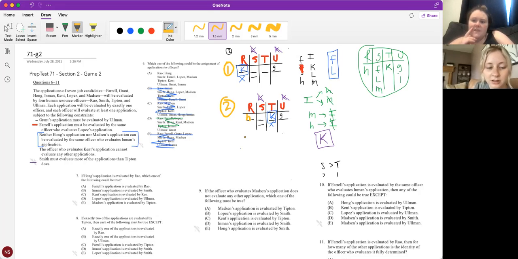So if H is in R, what else do we know? We know that T would be K, and U is G. That's really about it. And what do we know when there's H? Wait, let me look at mine. There's not I. So we just know that this is not I.